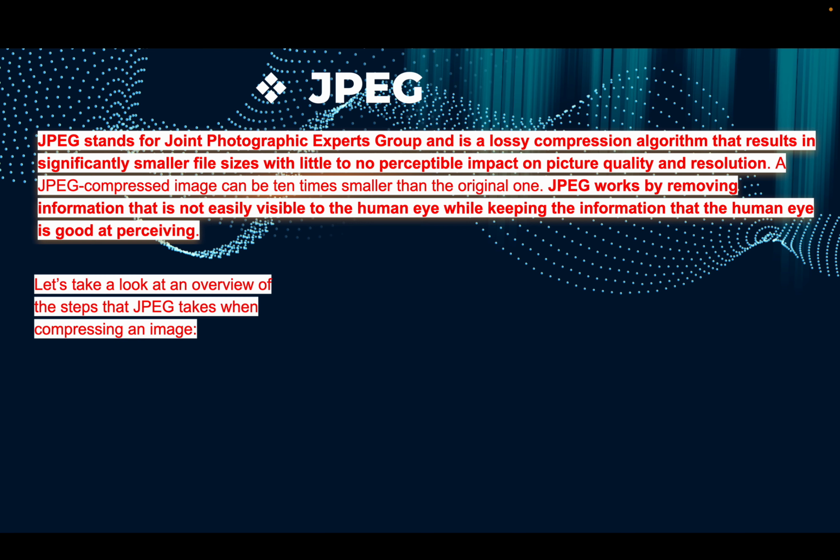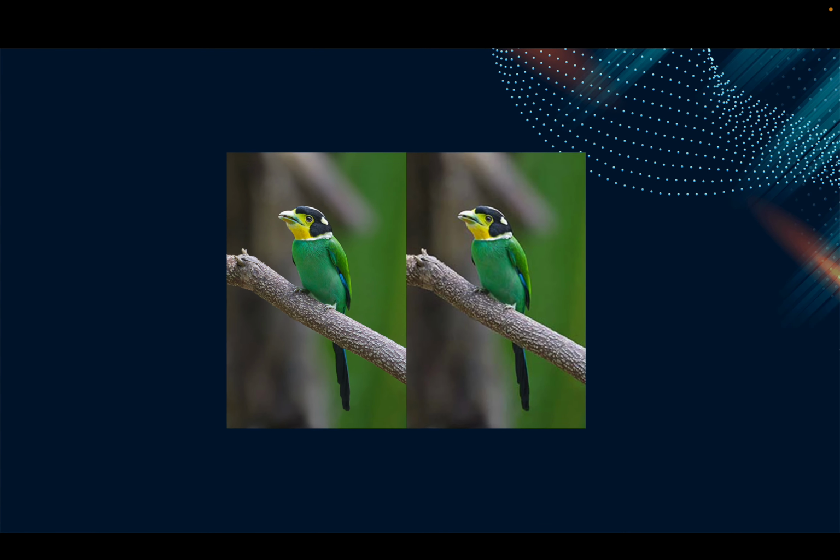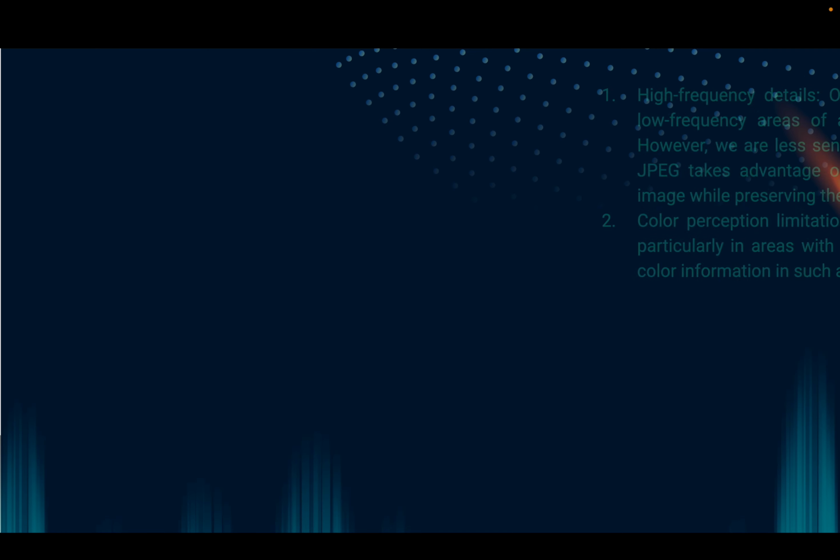Let's take a look at an overview of the steps that JPEG takes when compressing the image. So you can see these two images. There is a little difference, but the image on your right side is 10 times smaller than the image on your left side, and the image on your right side is the JPEG image. Understand how JPEG works.